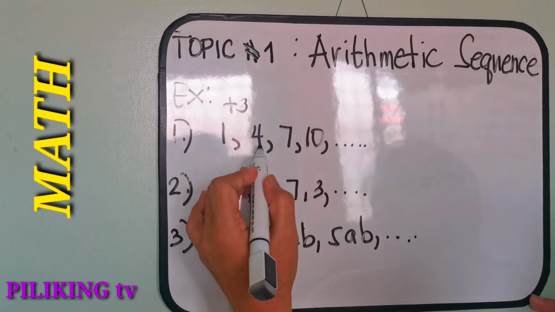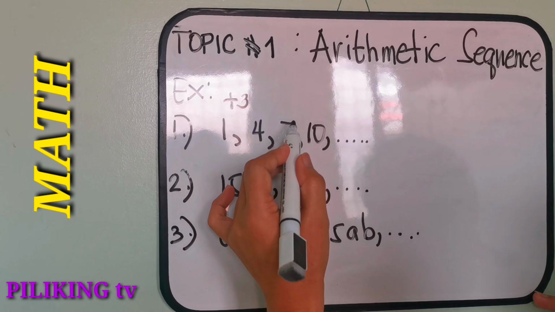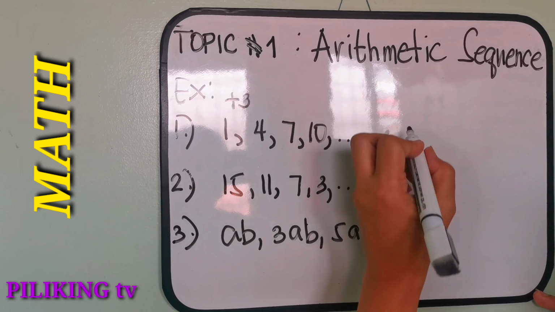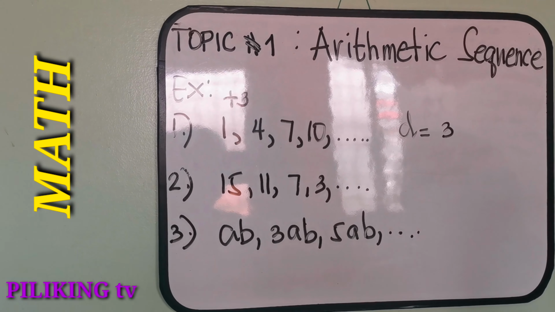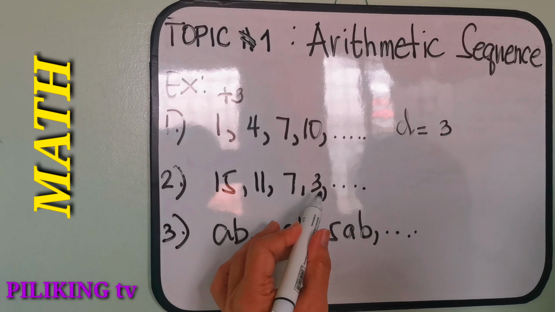Okay, next, by adding 3 to 4, you will have 7. Next, 7 plus 3, that is 10. So therefore, our common difference here is 3, or positive 3. Okay, next, let's have number 2. So we have 15, 11, 7, 3, and so on.